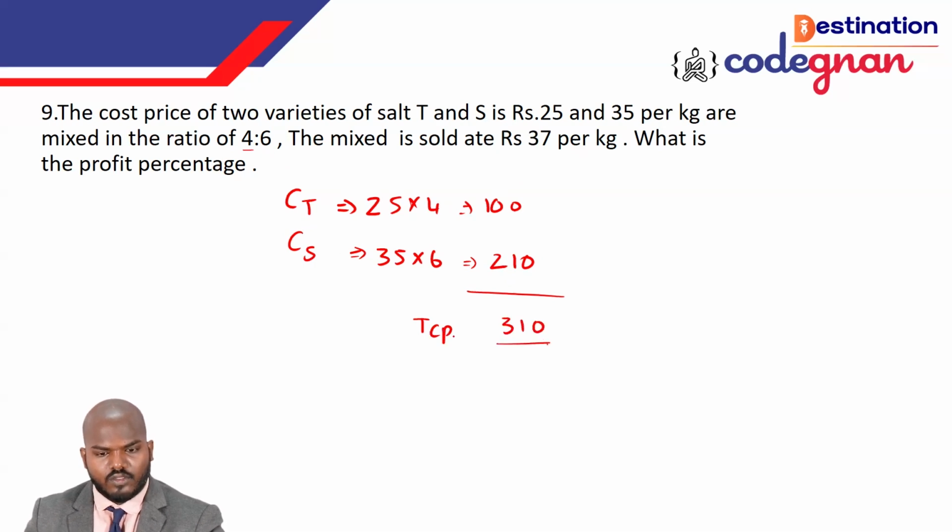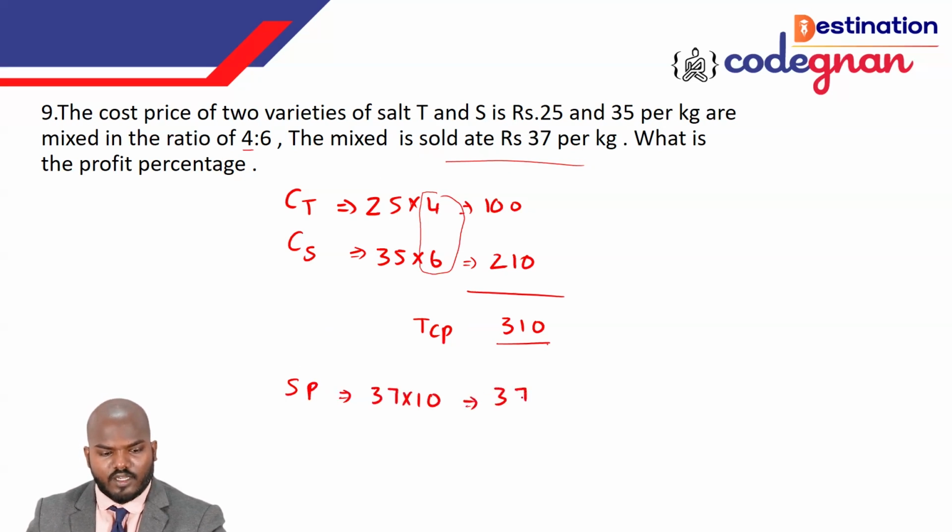Okay. Now going to this one, the mix is sold at 37 rupees per kg. So you see this one, the total kg is 4 plus 6, that is 10. So the selling price, they have sold each kg for 37 rupees. Then 10 kgs totally, you can take it up, that is 370 rupees they have sold it for. Okay. So they are asking for the profit percentage. So you have got the cost price, and you have got the selling price as well.